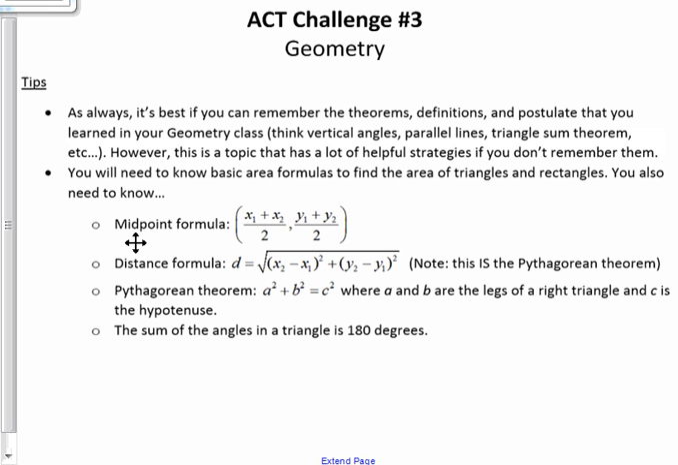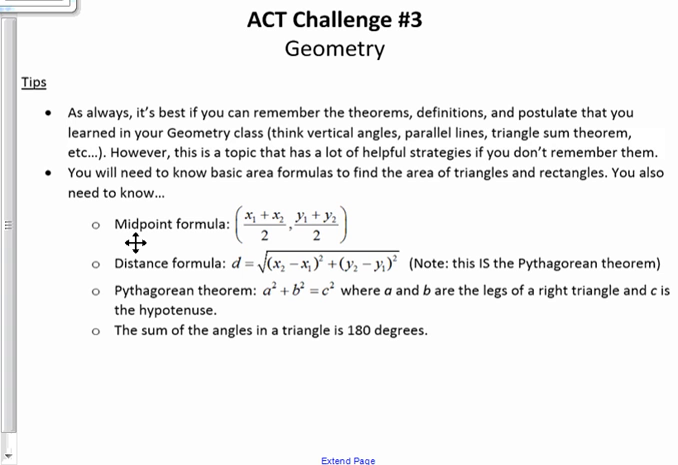Welcome to ACT Challenge number 3, where we're focusing on geometry. So geometry is quite a big portion of the ACT. There's a lot of questions over it on each Math ACT test. So a couple things to be thinking about.